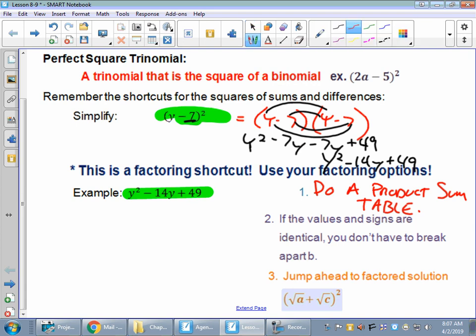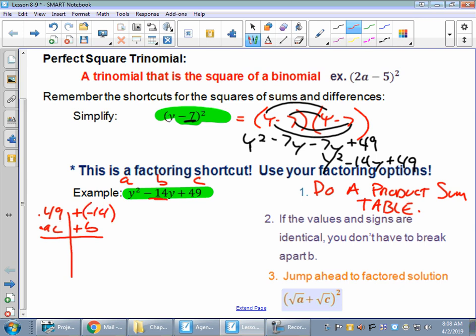So if we did a product sum table on this one, remember your product, here's our A value, here's our B value, and our C value here. Remember our product, we're trying to go A times C, which in this case would be 1 times 49. So we're multiplying to get to 49, and then you're adding to get to B. So you're adding to get to a negative 14, because that's our B value.